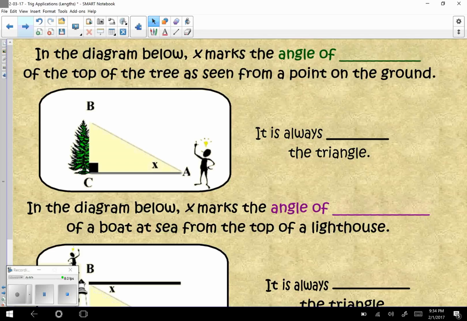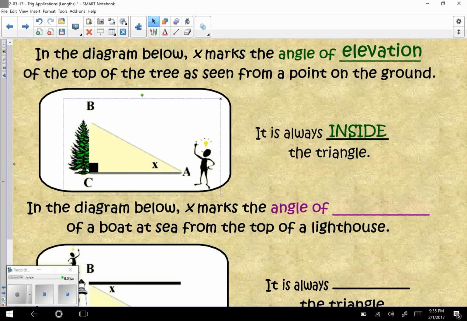So in the diagram below, X marks the angle of elevation of the top of the tree as seen from a point on the ground. It is always inside of a triangle. Okay, so this value X is always going to be inside. If you're looking up, it's always going to be inside of your triangle.